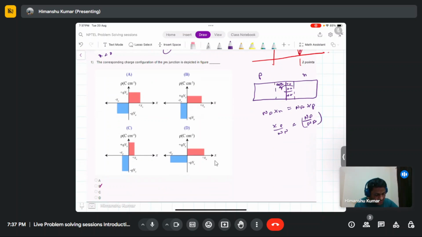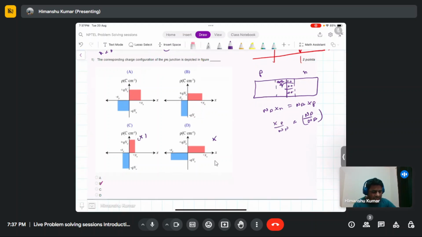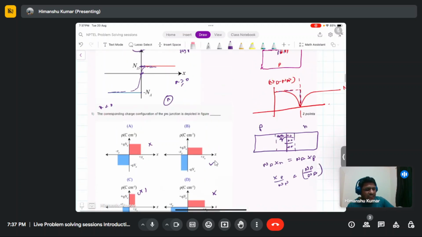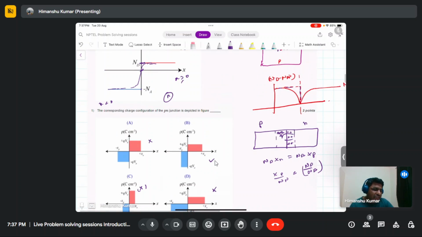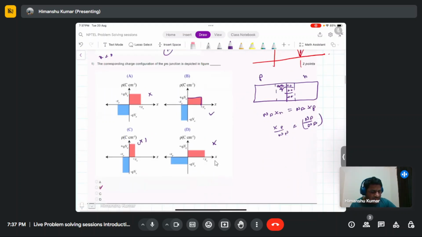So this has the same. So this is wrong, and this is also the same. This is also wrong, and ideally this also has the same. This is also wrong. So the correct answer you will get with this only. Let's just verify, because on the right side ND will have positive immobile charge carriers. So the density will be positive in the right direction and negative in the left direction. So the correct answer is B.